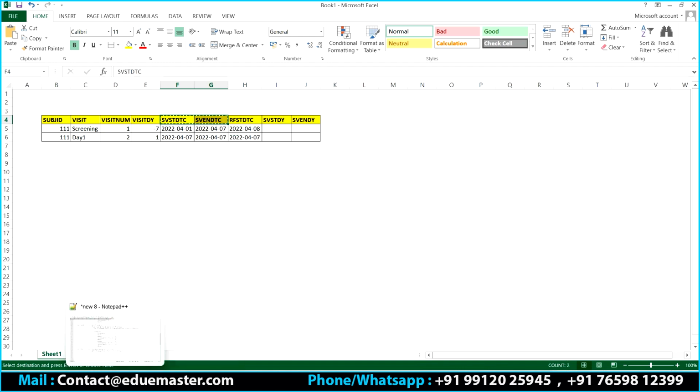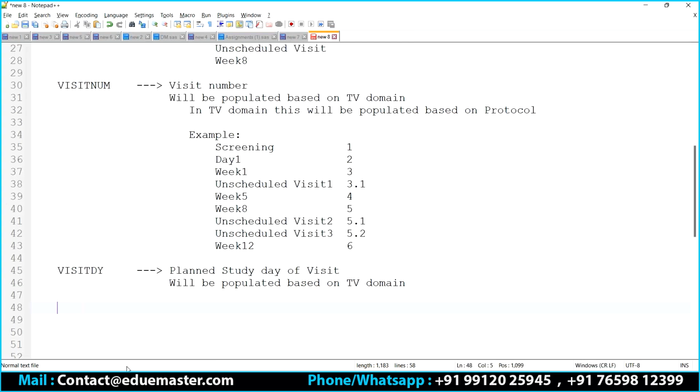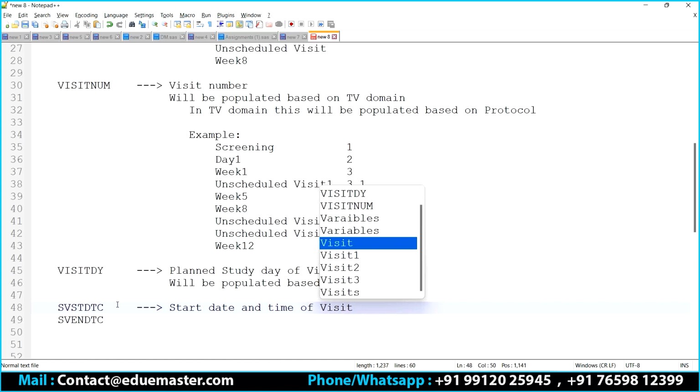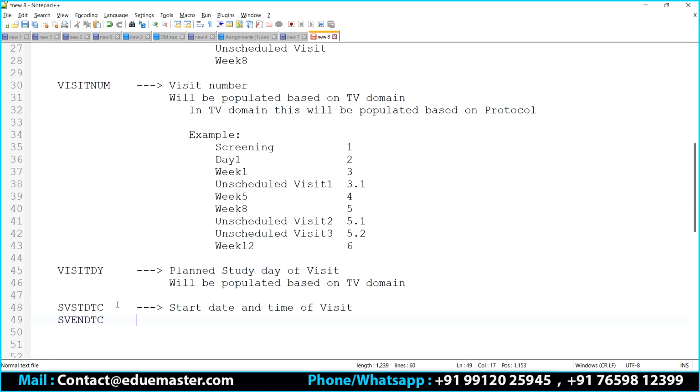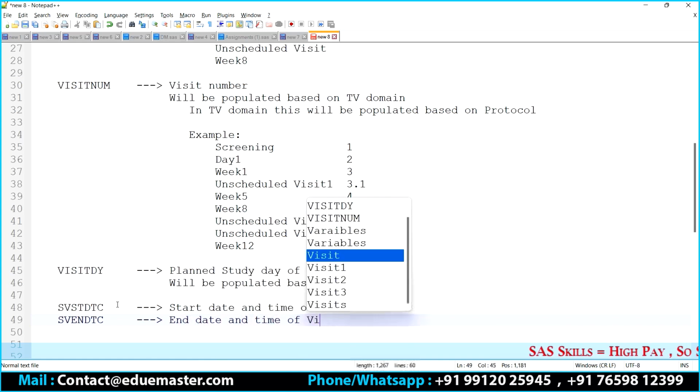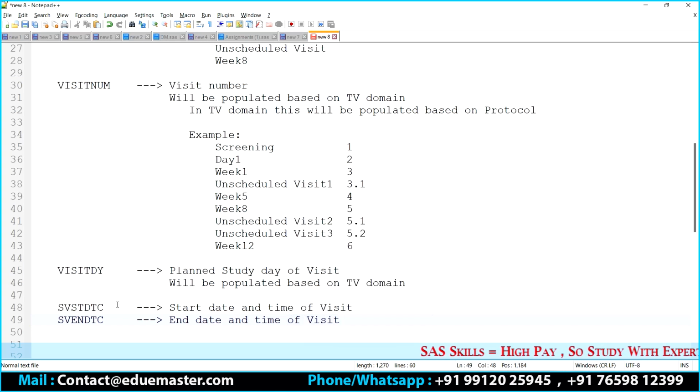So you already know these details from your demographics domain. The similar way we are going to talk about this, which is this, you can call it as DM STDTC, DM ENDTC, the same ones. This is nothing but your start date and time of visit when you are visiting. This is nothing but your end date and time of visit. Same one, just like how you are doing there.